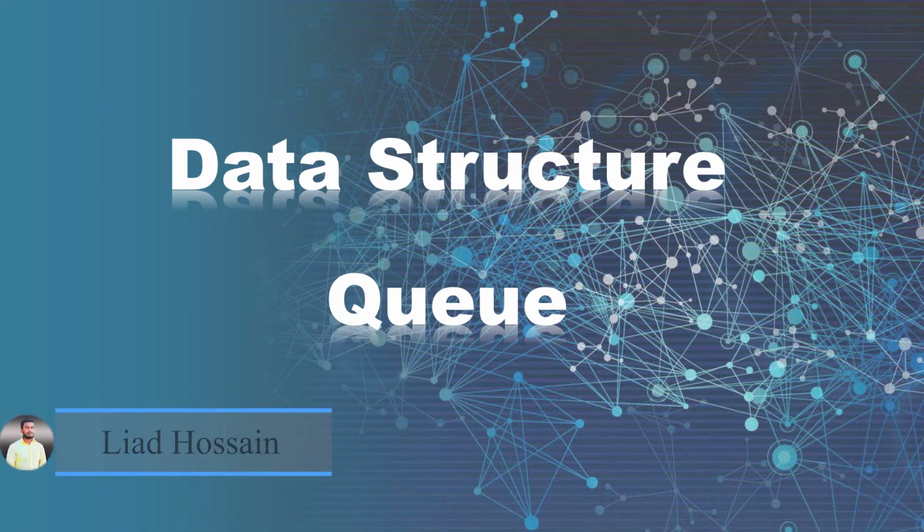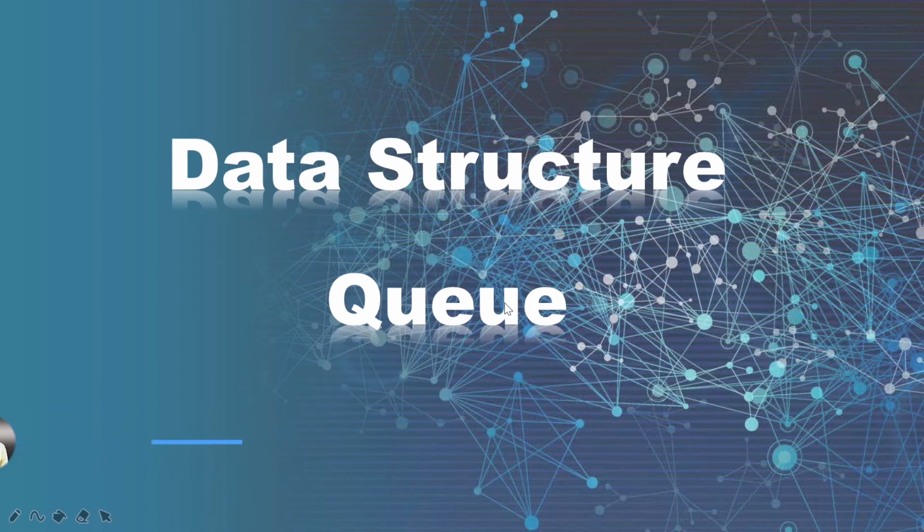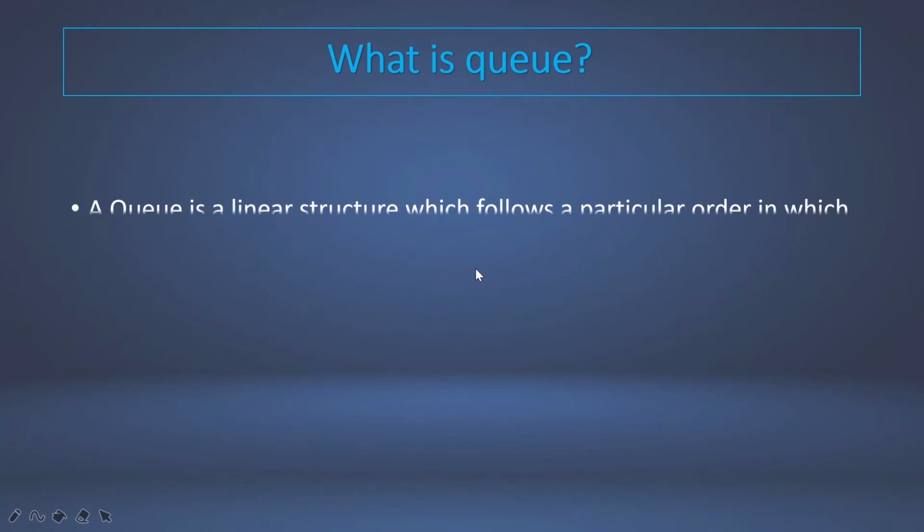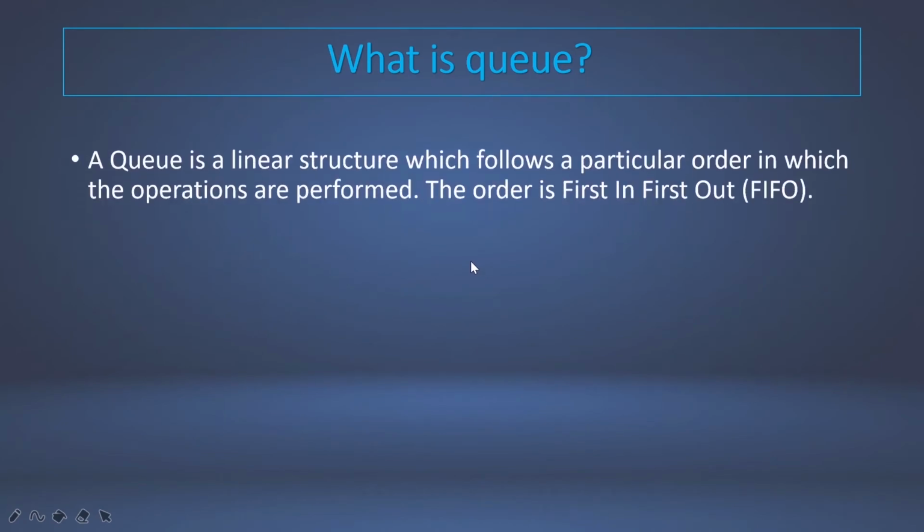Guys, my name is Liad. Today I will discuss a data structure called queue. It's a linear data structure. What is queue? A queue is a linear data structure which follows a particular order in which the operations are performed. The order is first in, first out.